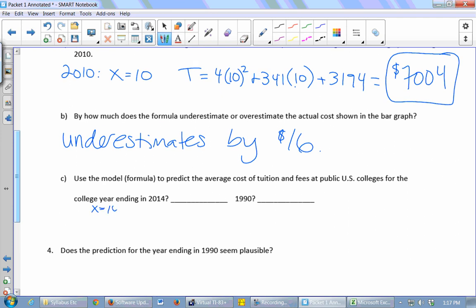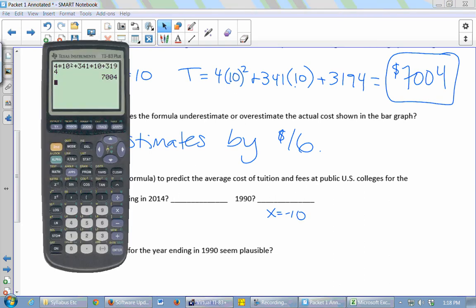X equals 14. All right, for 1990, what do I plug in for X? Negative 10, years before 2000. Okay, so I'm going to plug those both into my formula. If you happen to be using a graphing calculator, there's a little shortcut where you can hit second enter and it pulls up exactly the previous thing that you typed. So I'm just going to change my 10s to 14s.